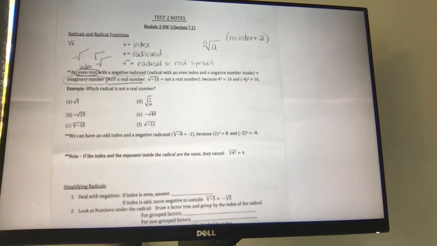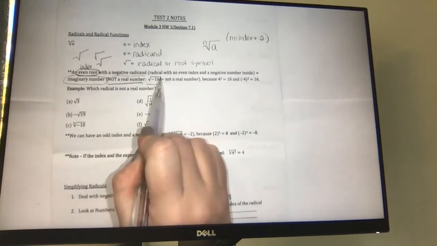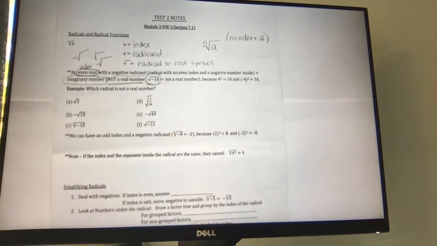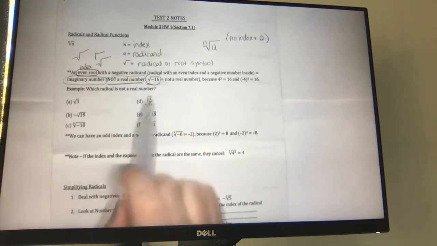That's what you're going to put, okay? You're just going to put not a real number. Then later on, we'll start figuring out what to do with it, okay? So for example, look at this little square root of -16. So it's a square root because your index is 2, it's not there.